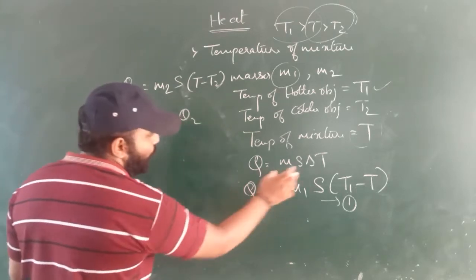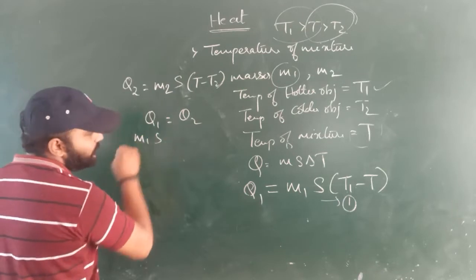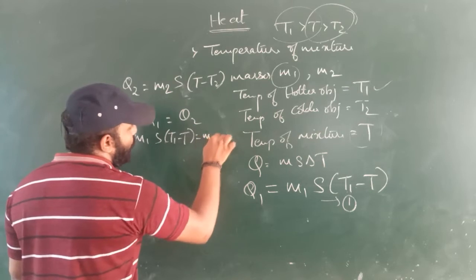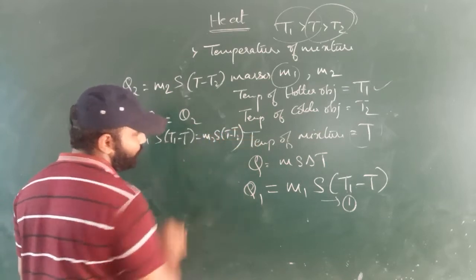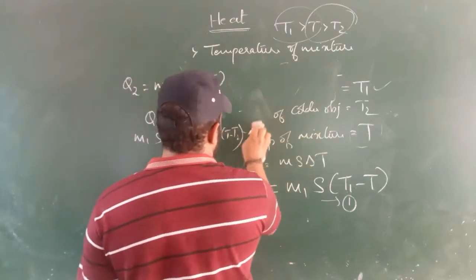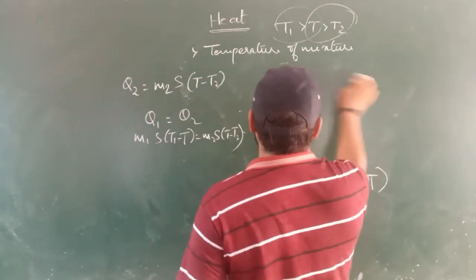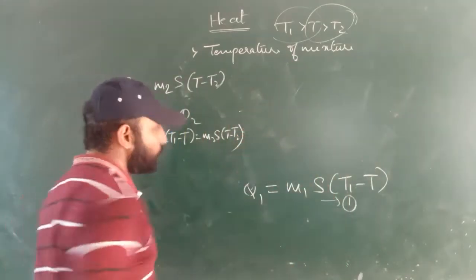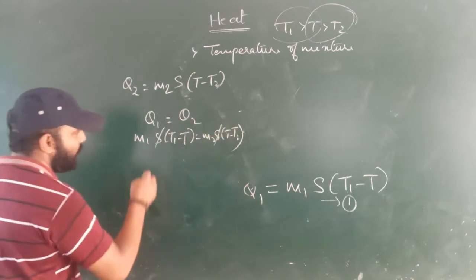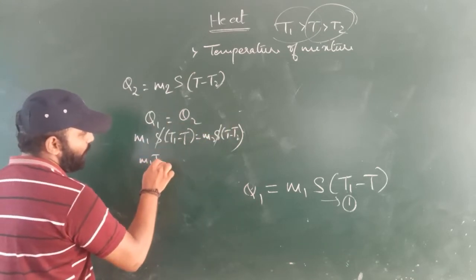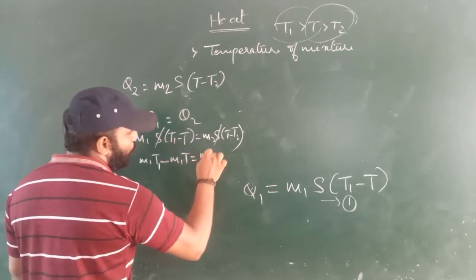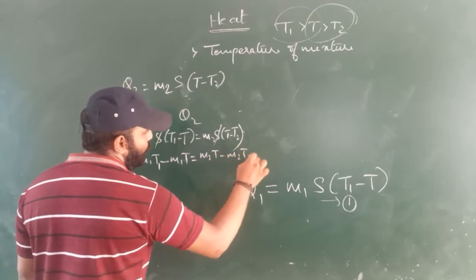So what is the Q1 value? Q1 is nothing but M1 S (T1 minus T), which is equal to Q2, that is M2 S (T minus T2). Here I cancel S and S. What is left behind? M1T1 minus M1 into T is equal to M2T minus M2 into T2.